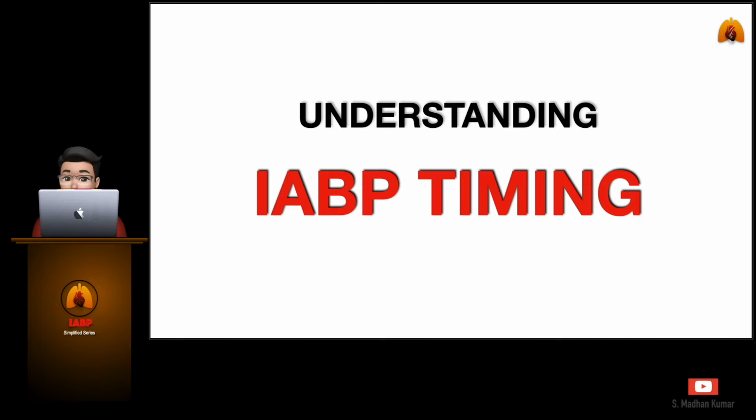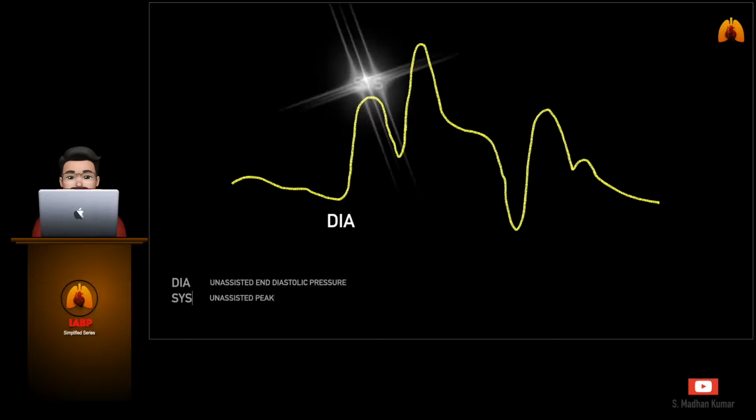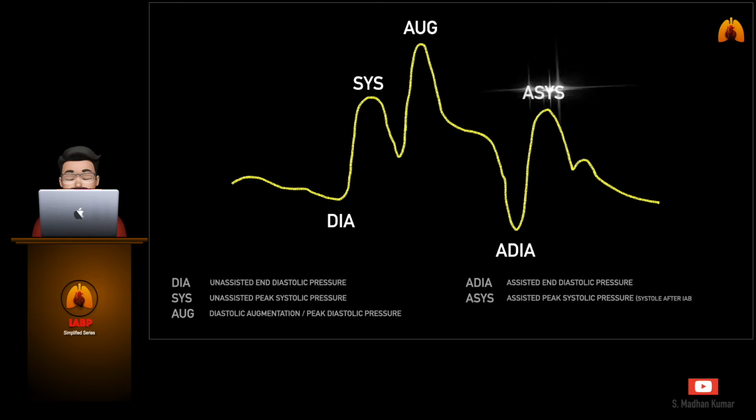Timing refers to the positioning of inflation and deflation points on the arterial pressure waveform for proper augmentation. It's very important to know the peak points like unassisted end diastolic pressure, unassisted peak systolic pressure, diastolic augmentation or peak diastolic pressure, assisted end diastolic pressure, assisted peak systolic pressure, and dicrotic notch in the arterial blood waveform. From unassisted end diastolic pressure to the assisted end diastolic pressure is one full cardiac cycle, as shown there.